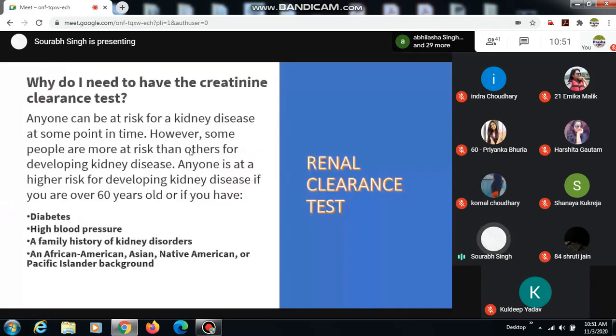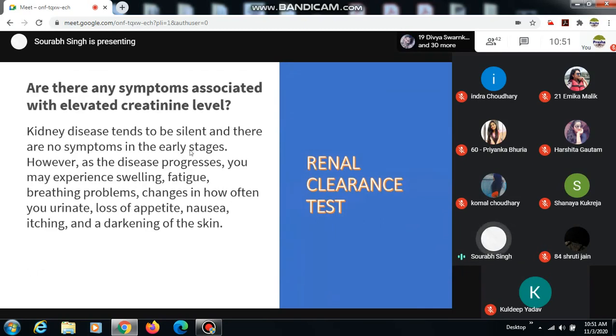So why do we need the creatinine clearance test? Anyone can be at risk of kidney diseases at some point of time. However, some people are at higher risk than others. That includes people who are more than 60 years of age or have factors such as diabetes, high blood pressure, family history of kidney diseases, or African American, Asian, Native American, or Pacific Island background.